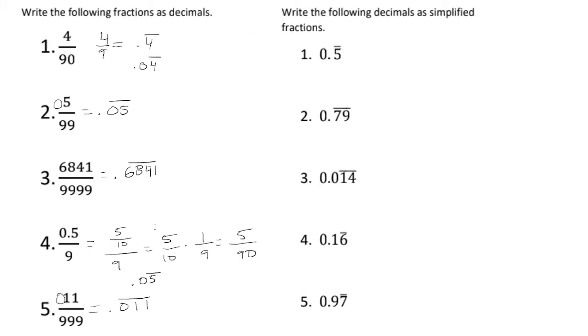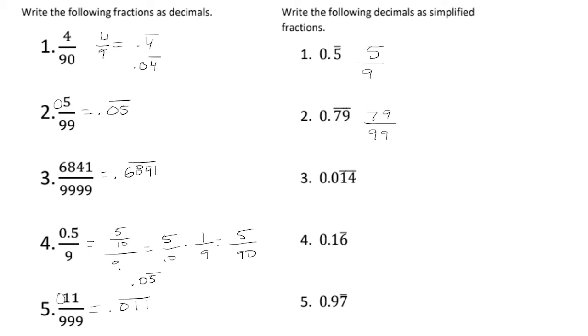Now we want to write the following decimals as simplified fractions. So for number 1, there's only 1 digit that's being repeated, which is 5. And so we need to include only 1 nine. The next one, we have 2 digits repeating, so we need 2 nines. And then the digits that are repeating are 79.